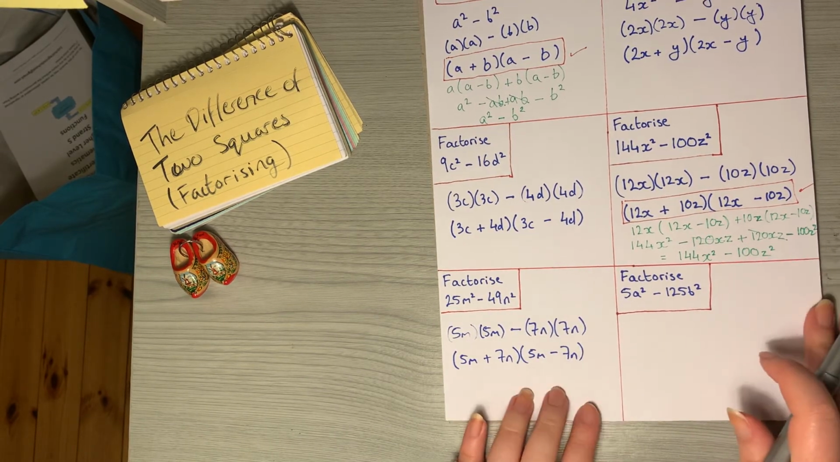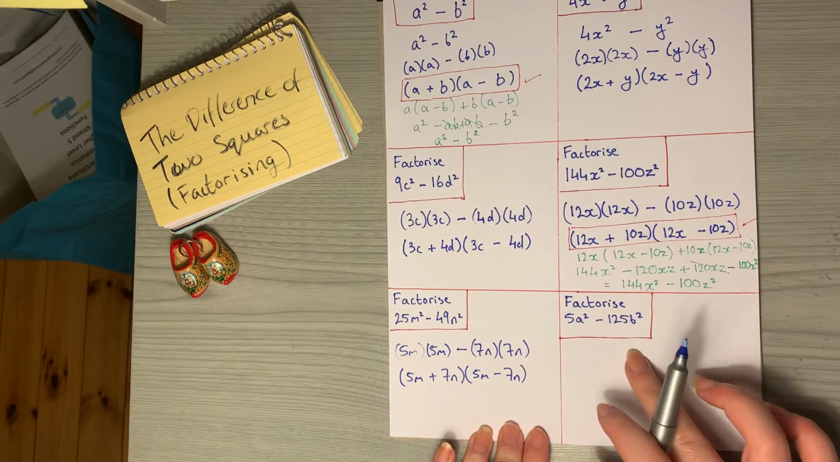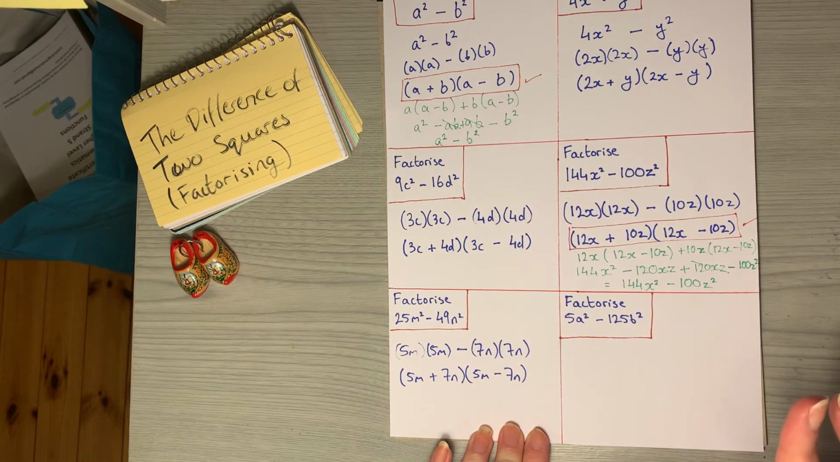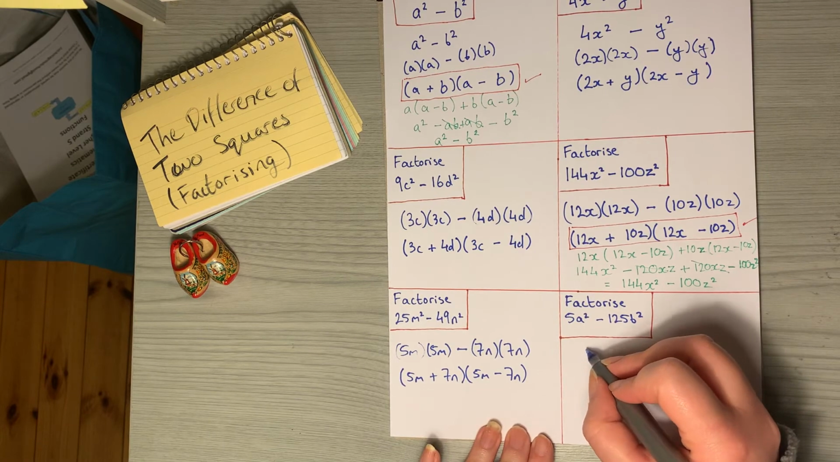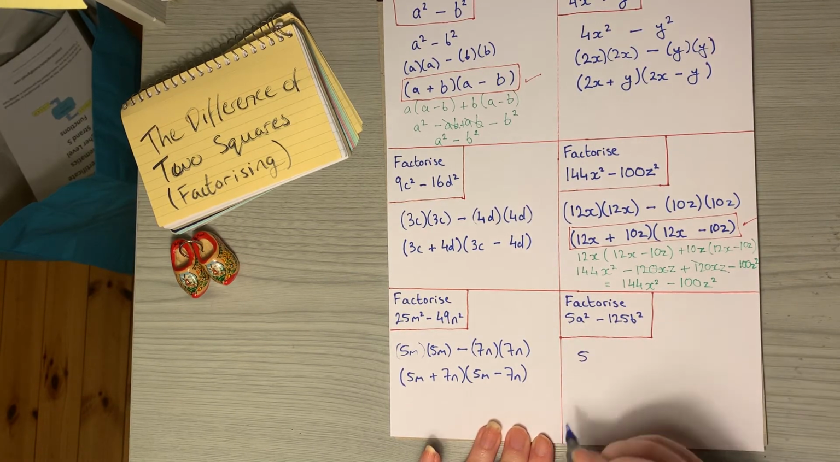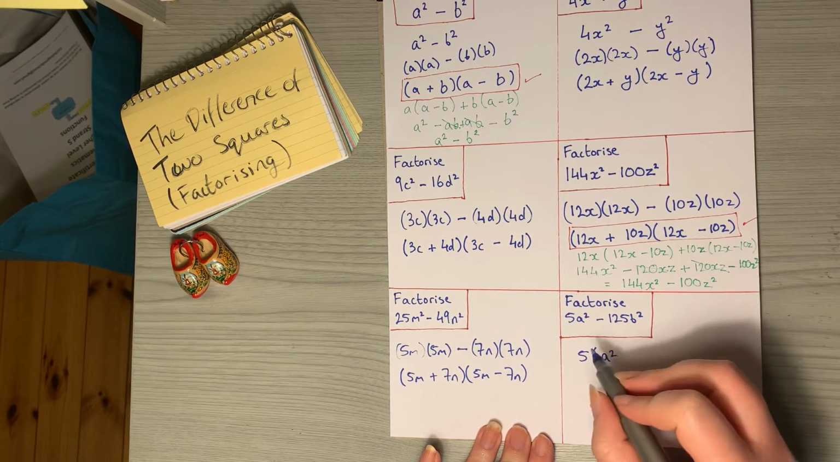Okay, this next one is a wee bit trickier. So there is no number that will multiply, well, there is a number, but it's not a natural number, that will multiply by itself to give me 125. So what I can do first is I can see that 5 will divide into both of these. So I can factorize this by taking the 5 out.